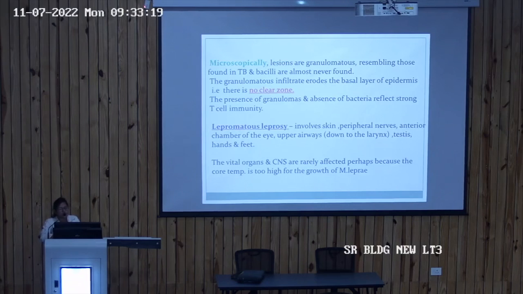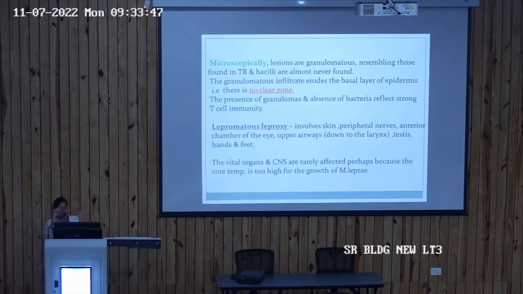What we see microscopically, as I already showed you, we see granulomatous inflammation as it is found in TB, and bacilli are almost never found. Why bacilli is not found? Because it is contained by the macrophages, right? And the granulomatous infiltrate erodes the basal layer of the epidermis, and there is no clear zone.